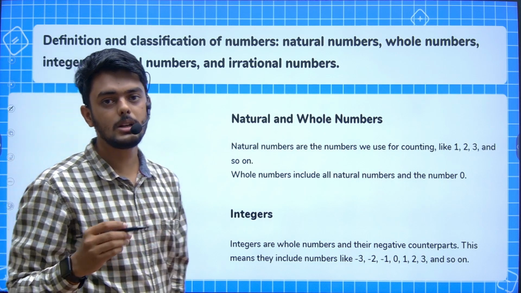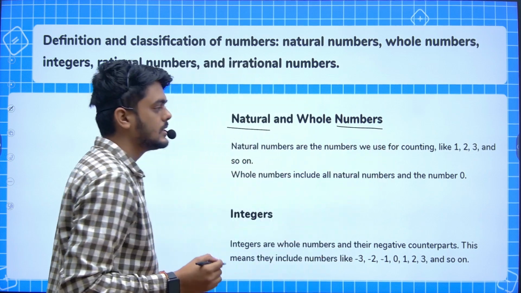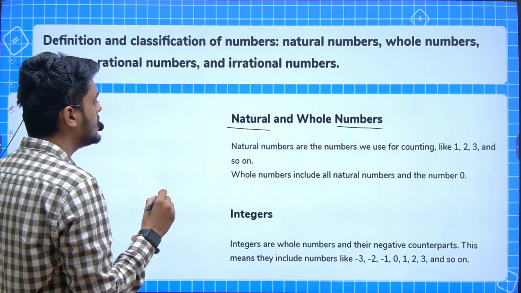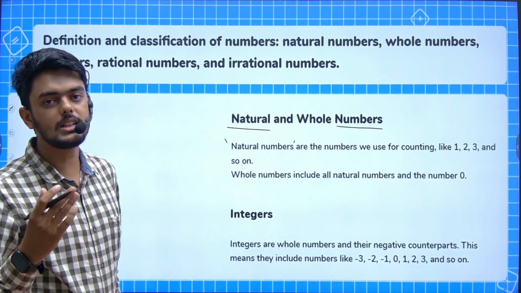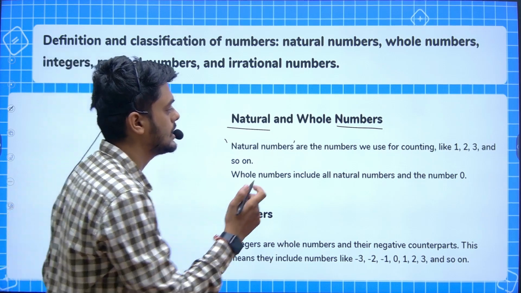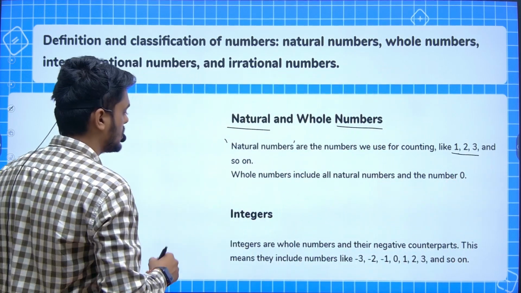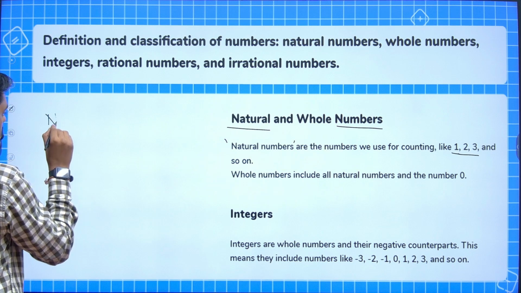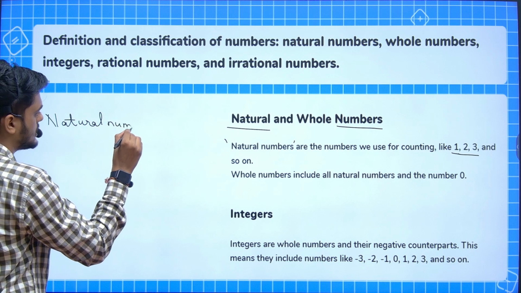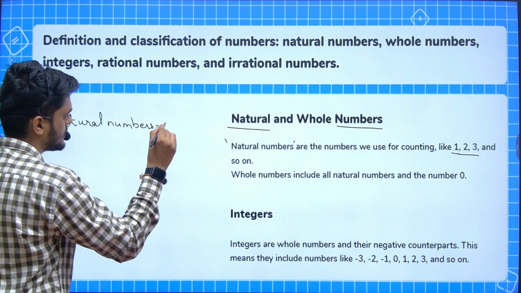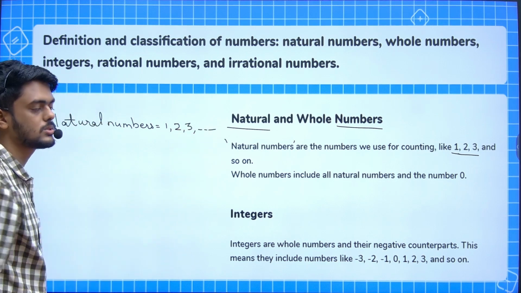First of all, we will be looking at the natural numbers. This is the basic and very initial number system. If we look into the definition of natural numbers, these are also known as the counting numbers. They start from 1, 2, 3 and go on. So if we conclude natural numbers, they can be written as 1, 2, 3, and so on.